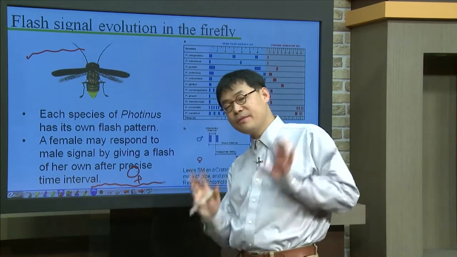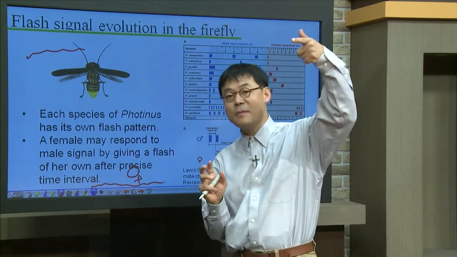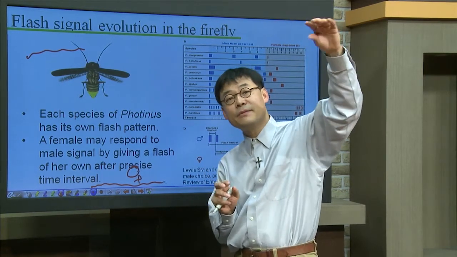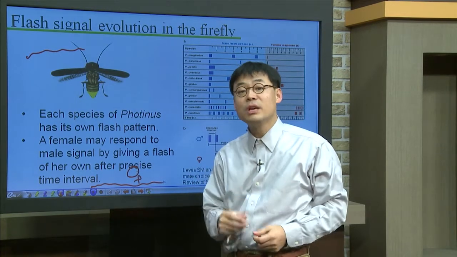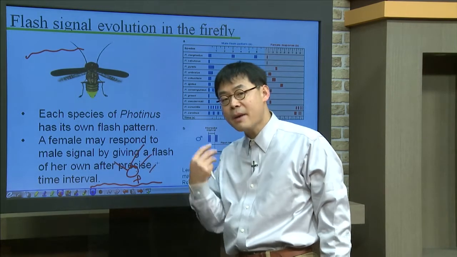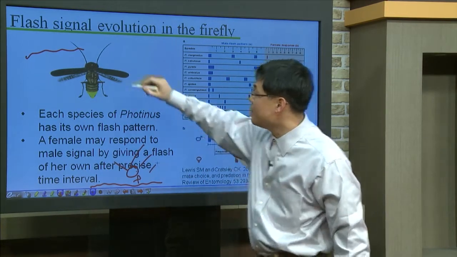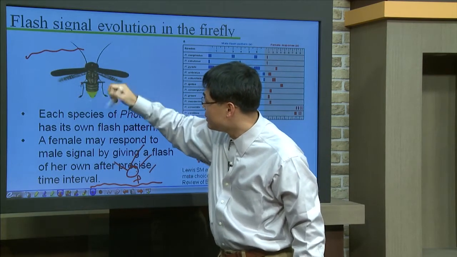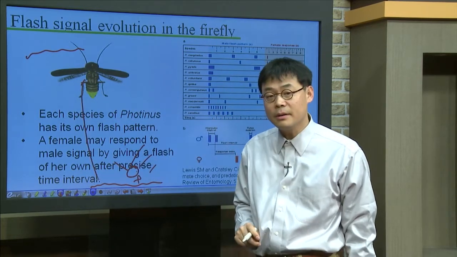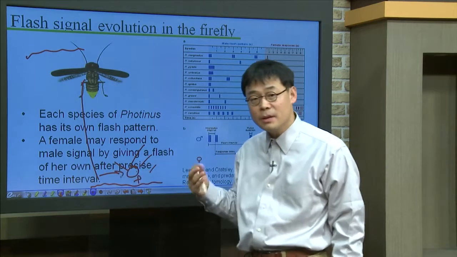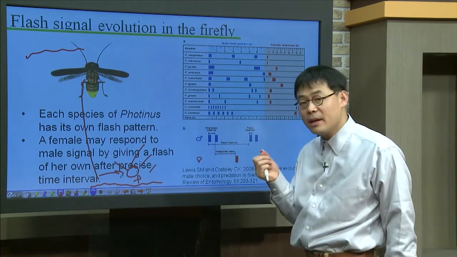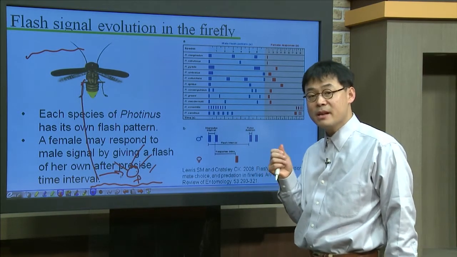On the ground, the female, looking up, sees the males flying around. You notice that the males of your own species are giving the flash patterns. And if you are interested, you give your own signals. So females may also flash, responding back to the male signal. Then this male lands, detecting the signals from the female. It lands nearby of the female and approaches her, and they may mate with each other. So here, the timing of responding to the male signal is critical.